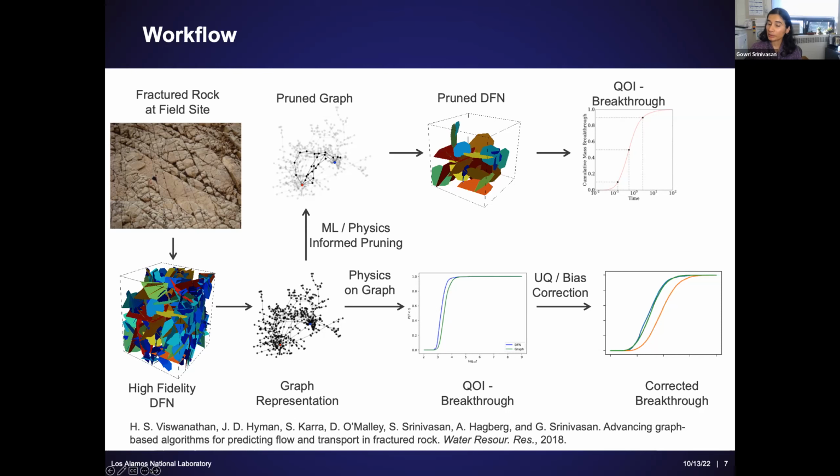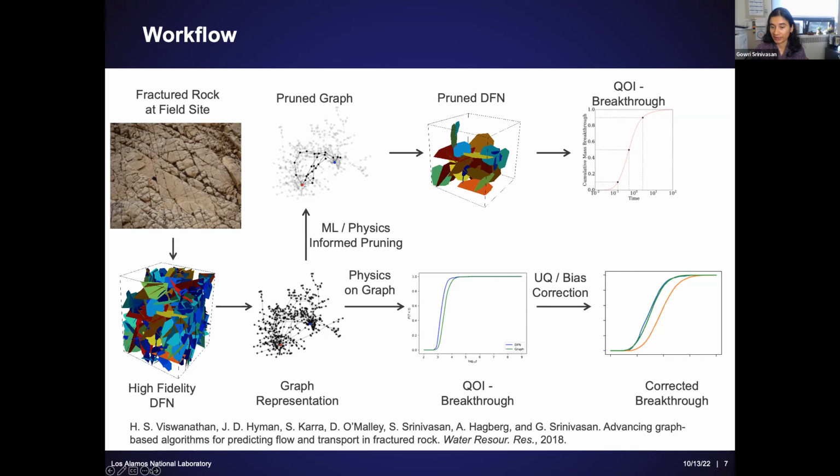Okay, and that's the top branch. So we have a pruned DFN, and what we do is use graphical methods to prune the DFN, map it back to the DFN, and now I can run my FEM solver on that DFN and get quantities like breakthrough curves. Okay, so that's one way to do it.